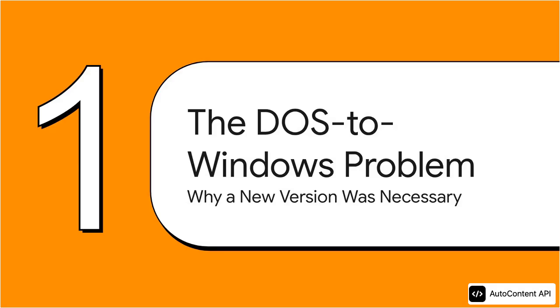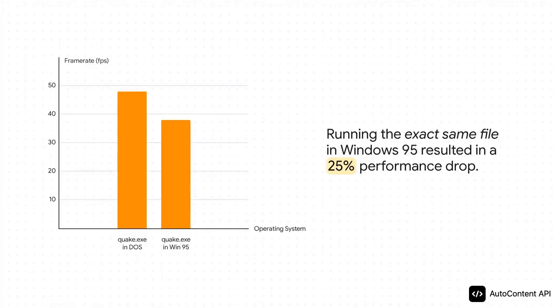To really get why WinQuake had to be created, we gotta rewind the clock. We're going back to the mid-90s, a really weird time when PC gaming was stuck with one foot in the old world of DOS and the other in the brand new world of Windows. Okay, so check this out. This chart is our first big clue.